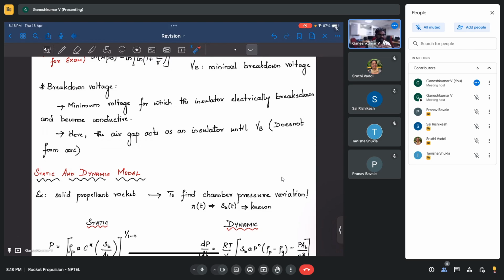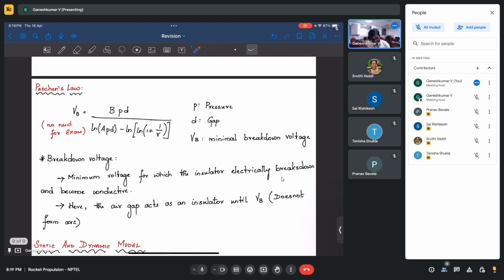That's why they are equating these two and saying it's the breakdown voltage, the minimum voltage which we require in order to establish an arc. And only if you establish an arc will you heat up the gases coming in, and only if you heat up the gases will you get any performance, right? So that is the thing.